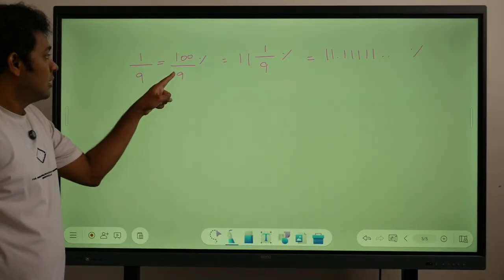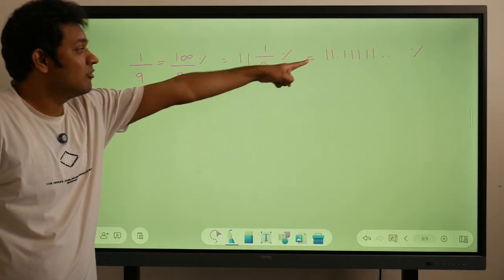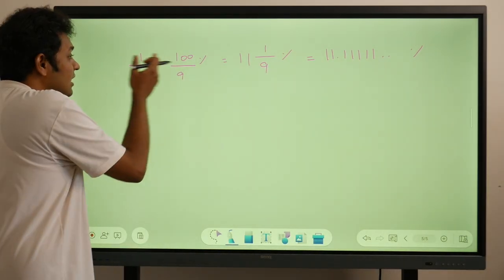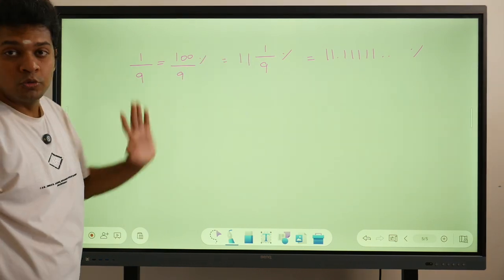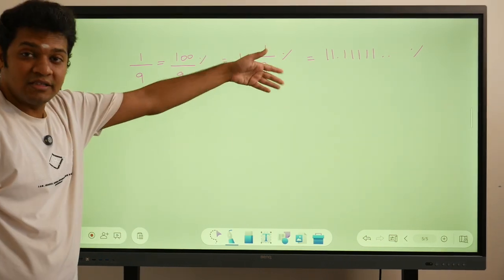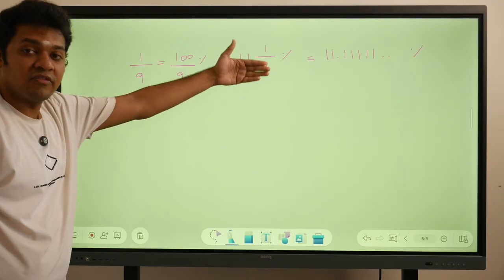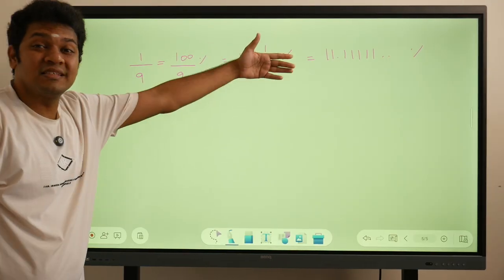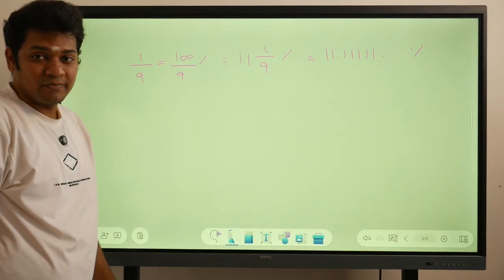Correct? 1 9 is 9, carry 1. 1 9 is 9, carry 1. 1 9 is 9, so 11.111%. So if 1 by 9 is 11.111, what will be 2 by 9? 22.222. 3 by 9, 33.333. 4 by 9, 44.444. 5 by 9, 55.555. 6 by 9, 66.666. Right? Or 66 6 by 9, or 66 2 by 3, whatever it is.